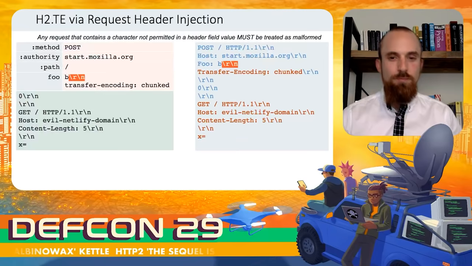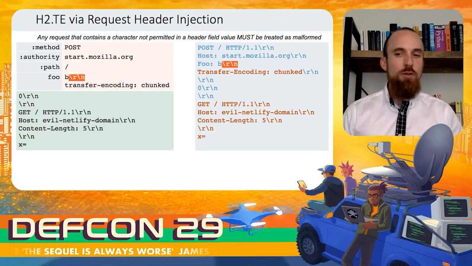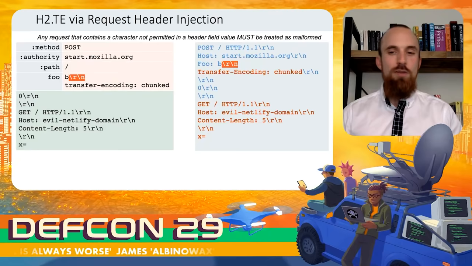Now things are going to get a bit more interesting. One cool thing about H2 is that being a binary protocol, it lets you put arbitrary characters wherever you like, and then it relies on an extra layer of server logic to say, actually, nope, you shouldn't be putting that character in that position.